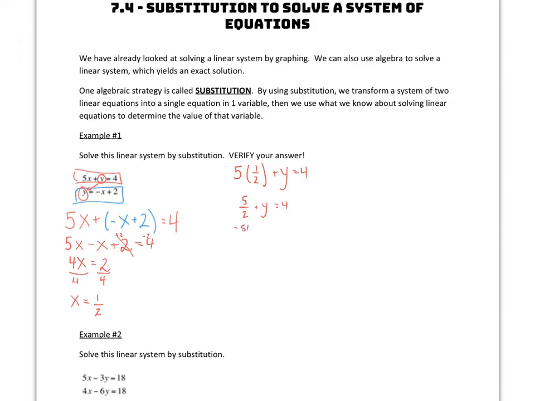I need to subtract 5/2 from both sides. And I get that y is equal to, now I'm going to change 4 into a fraction over 2, which is 8/2, take away 5/2. So y equals 3/2. So this is our coordinate that will work. It would be where our graphs cross.